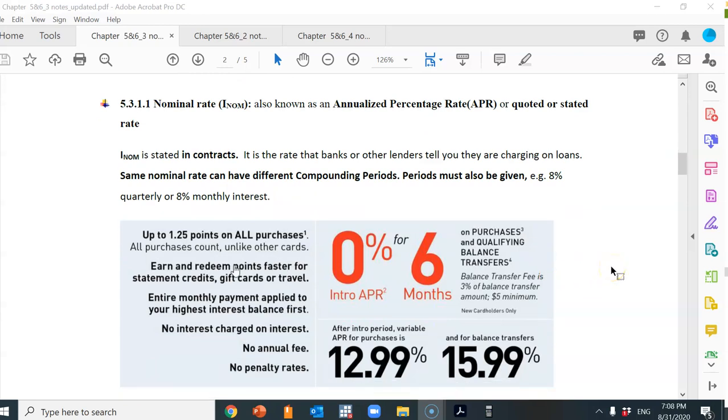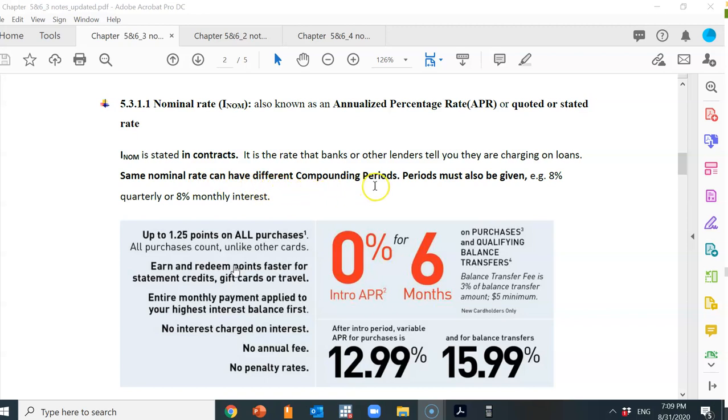Okay, so let's start by looking at the first concept here, nominal rate. We can use I-NOM to stand for nominal rate. It is also called annualized percentage rate, or APR, or quoted rate, or stated rate. From its name, quoted rate, stated rate, you could tell it is actually the rate that financial institutions usually quote in the beginning, telling you how much the interest rate is. So this nominal rate is stated in contracts. It is the rate that banks or other lenders tell you they're charging on loans.